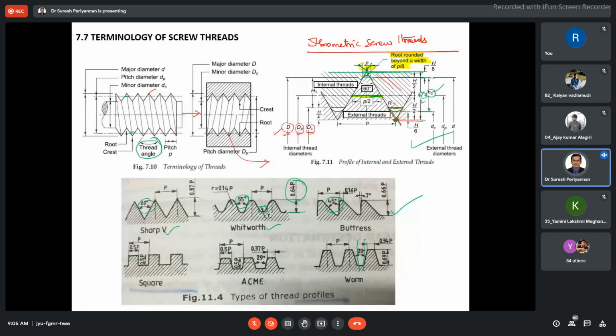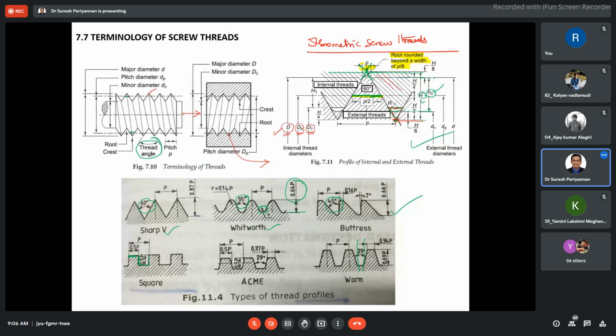What is the square thread angle? This is a square thread. In the square thread, this dimension must be the same. The pitch dimension and the width are going to be the same here. No, this is P by 2. This is P by 2 for square thread.